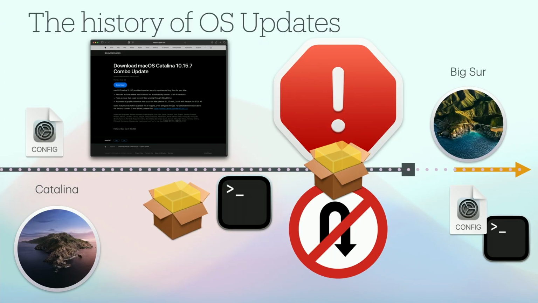So we've got that. And then, we keep going along, we keep chugging along, and then we get to Catalina. And Catalina is kind of the last bastion of those combo updaters, and that's kind of where it ends. There's no U-turn, no going back. That's the last one that you'll get a combo updater. But there's a good reason for that.